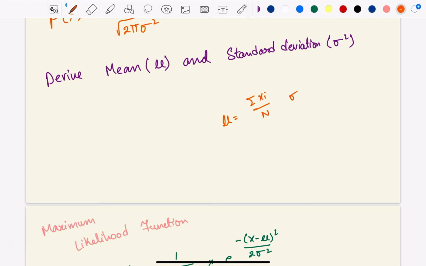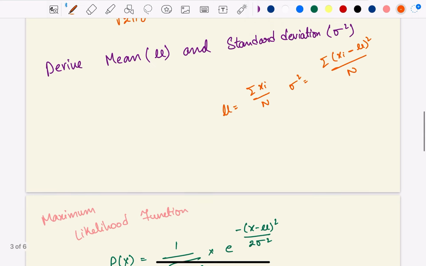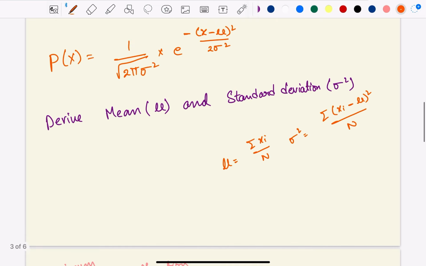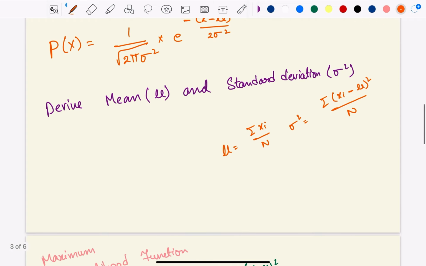Standard deviation formula is the summation of every value minus the mean, whole square, divided by n, which gives you the standard deviation. It tells you how spread out the data is. Now this is the medium level. Now we are going one step advanced. So we're going to derive these two things, mean and standard deviation.